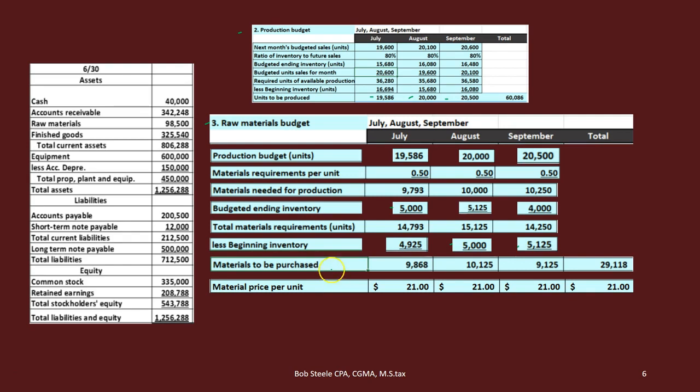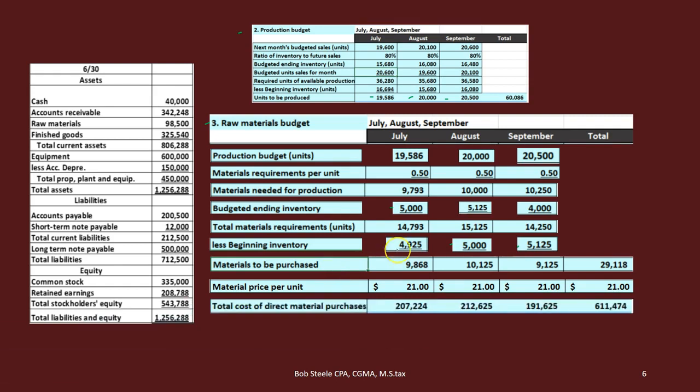This whole thing, we've been looking at units in terms of planks of wood. Now we got to turn that into dollars. And if we just multiply that out, then the 9,868 times the 21 is the 207,224, and so on and so on. And then if we add this up for the quarter, this is the sum in terms of dollars for the quarter. This is the sum in terms of units, in terms of planks of wood or units of material in this case.